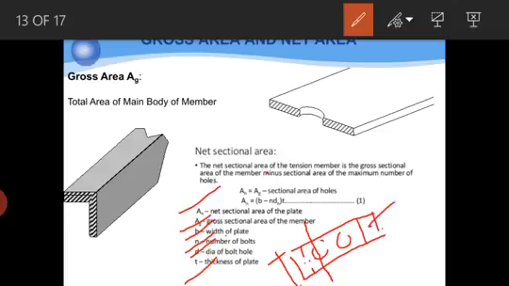Okay. I hope you understood this. I explained, in the case of a bolted connection, how to take the net area and gross area.